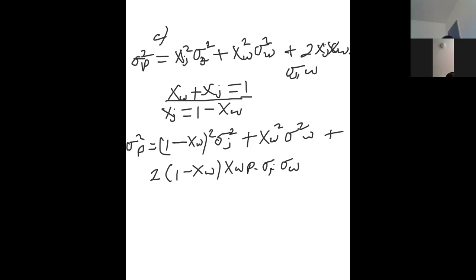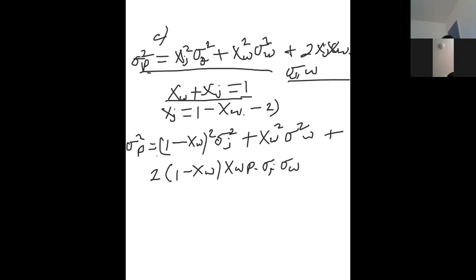Now I can call this equation 2. What I'm doing here is that I want to replace equation 2 into the portfolio variance, which is equation 1, this one. I'm doing this so that I can have the portfolio variance formula in only one function, a function of Xw. In doing so, because here is Xj squared, and because I'm now saying that Xj is equal to 1 minus Xw, then in place of Xj, I write 1 minus Xw squared.